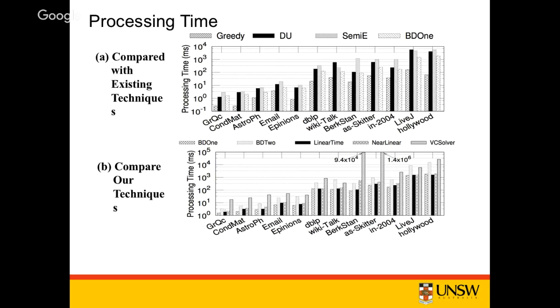Because linear time has a linear running time guarantee. But for the near linear, although its time complexity depends on the maximum degree, after the first several reduction rules, the maximum degree can be reduced significantly. So it may also run in linear time in practice. But for BD2, the running time is a little bit higher than the linear time. And the VC solver is the exact solution, which may take a very long time for some graphs, even not so large.